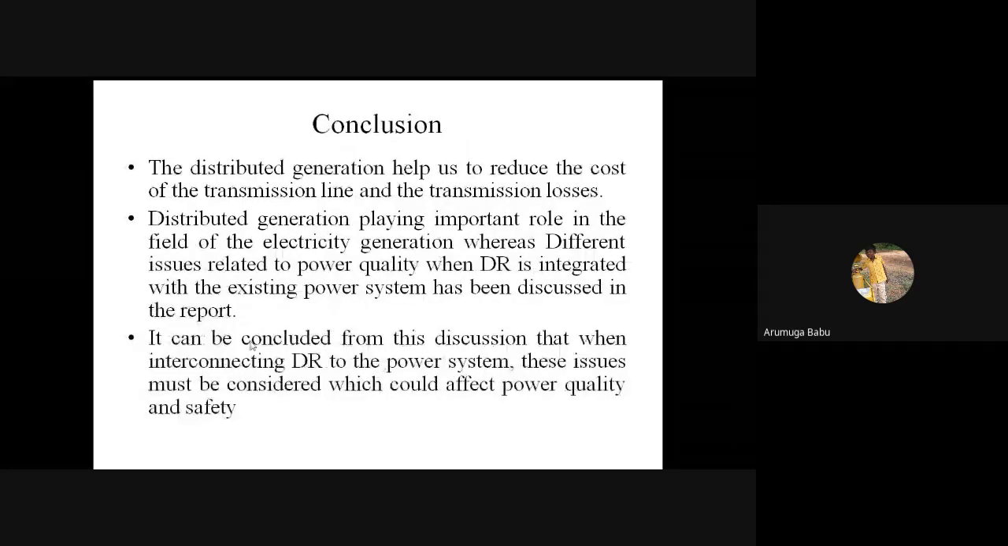So, conclusion. Distributed generation helps us reduce the cost of transmission lines and the distribution losses. Second, distributed generation plays an important role in the field of electricity generation, whereas different issues are related to power quality when distributed generation is integrated with the existing power system. It can be concluded from this discussion that care is needed when interconnecting the distribution system to the power system, along with safety.